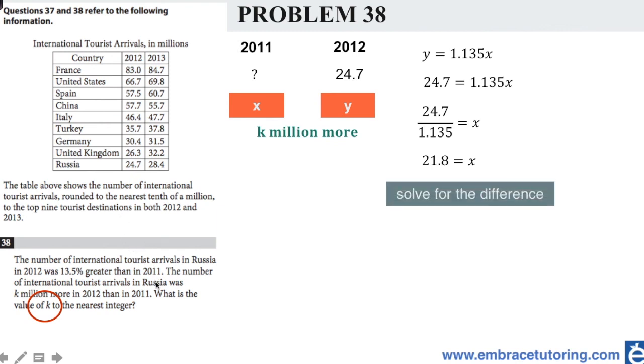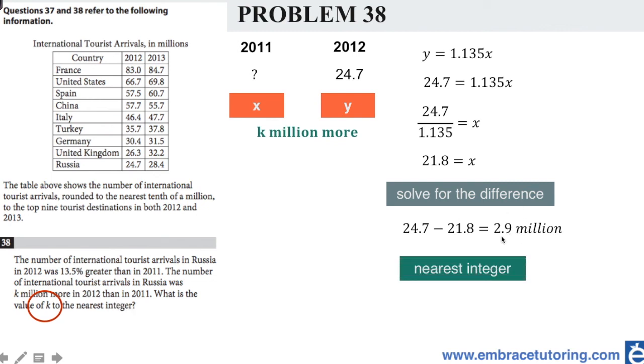Now, I want to solve the difference between these values, and I get 24.7 minus 21.8 is going to equal 2.9 million. I want to quickly scan back. It says, what is the value of K to the nearest integer? Integer being a whole number and not necessarily a decimal. So I want to then solve for the nearest integer being 3 million. And 3 million is going to be my answer. This is already in units of millions, so 3 is realistically going to be my answer.